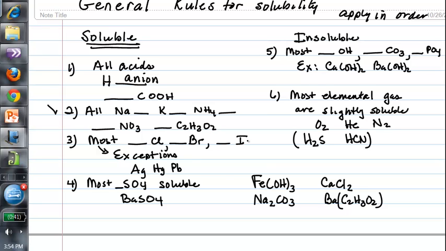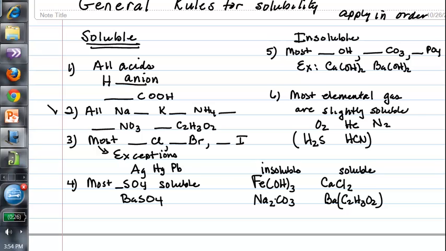Here's the iron hydroxide. When I look through here, I don't see anything about iron, but I do see that most hydroxides are insoluble. It doesn't fit any of the prior rules, so this is insoluble. It will not dissolve in water. Calcium chloride. When I go down through, the first thing I see is I finally see a chloride, and it says most chlorides are soluble. It's not an exception, so calcium chloride should be soluble.